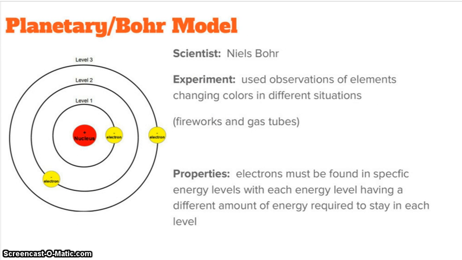All right, the fourth one is the planetary model or Bohr model. Sometimes it's even called the solar system model because it looks like the solar system. And this is the most common way we're going to represent the atom. So Niels Bohr is the one that created this model, and he did it right after Rutherford's nuclear atom. So this happened in 1913.